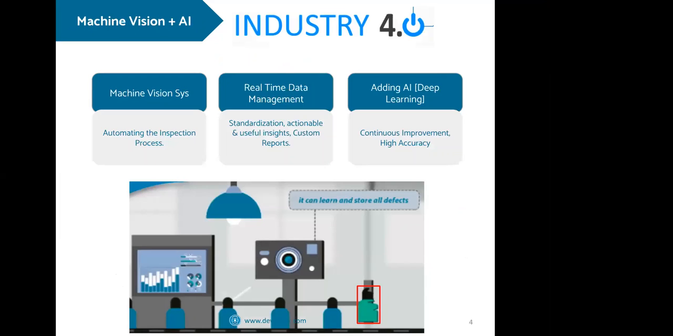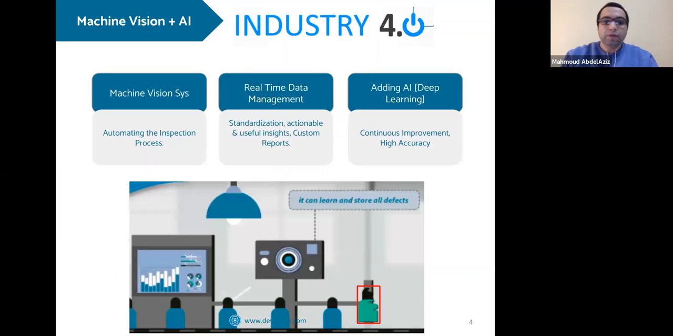So what we are doing at DevisionX, we automate the quality inspection process and make it real time, which leads to real time data management, standardized reports and custom reports. Also adding AI or deep learning leads to high accuracy and makes it flexible for different types of products in the same industry.